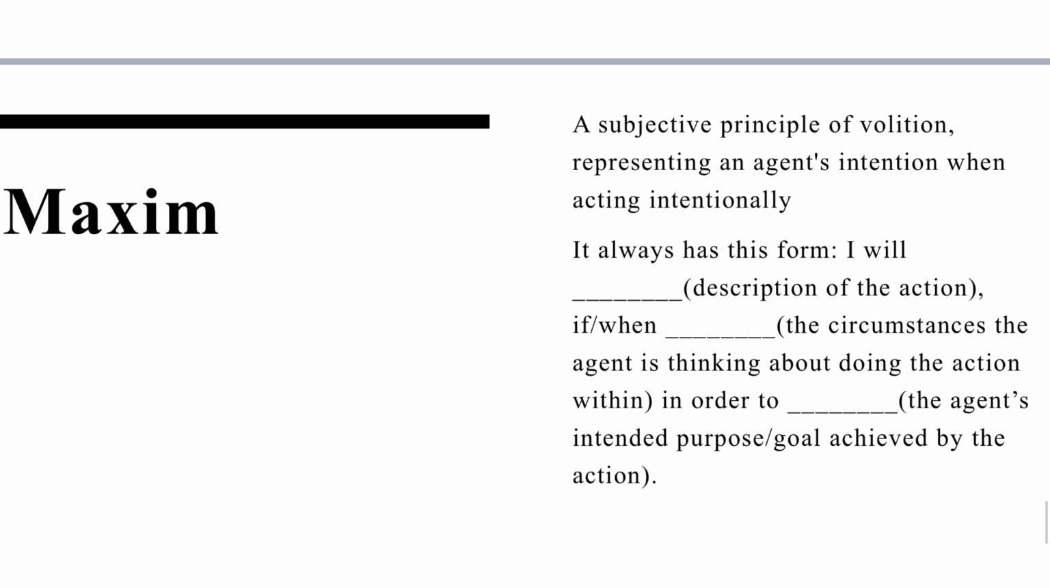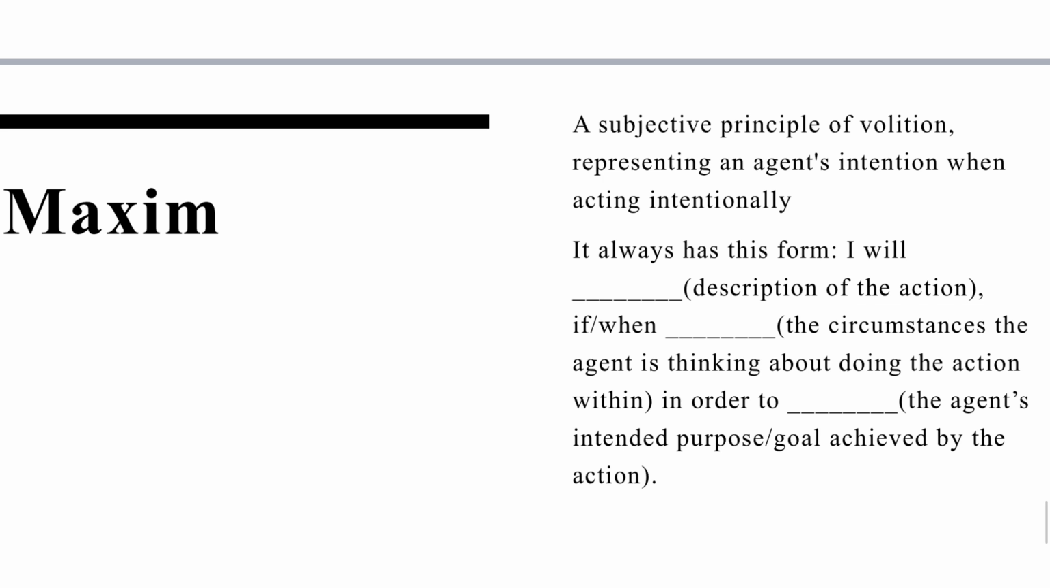However, to do that, we have to first explain what a maxim is. A maxim is a very central idea in Kant's philosophy. Kant defines a maxim as a subjective principle of volition, representing an agent's intention when acting intentionally. It always has this form: I will do whatsoever, if or when whatsoever, in order to do whatsoever. You can fill in the blanks.